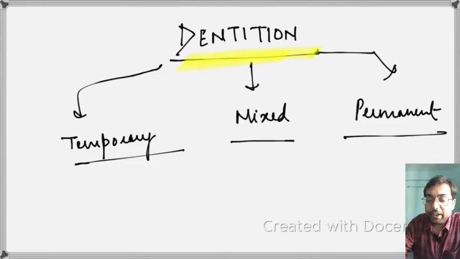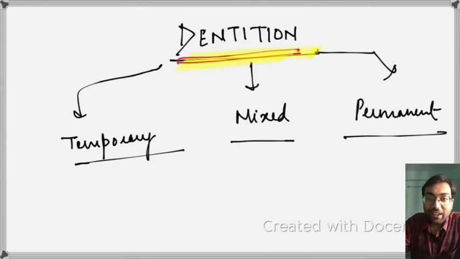Now the next heading in this topic is dentation. Dentation is a very interesting topic, because many children come and by just asking them to smile, you can tell the age of the child. It is quite fascinating: if you know the dentation, you can just ask the child to smile and know the age.